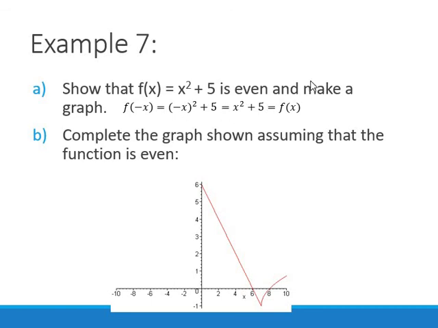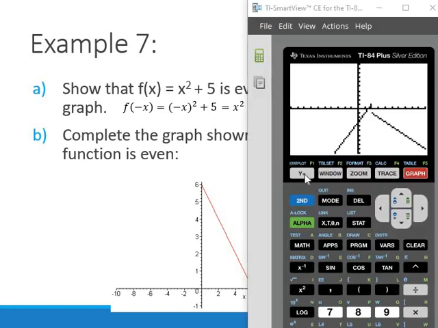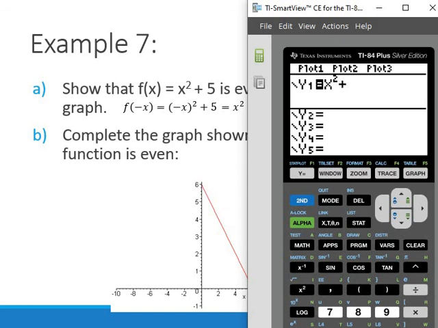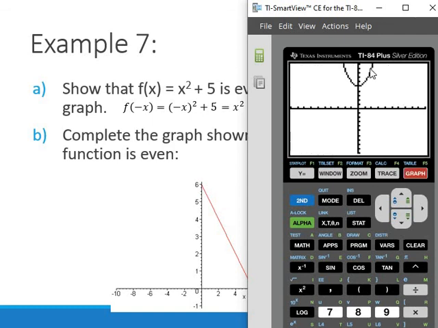I forgot to make the graph when I did the PowerPoint here, so I'll just graph it for you on the calculator. We have y equals x squared, which is a nice parabola, plus 5, shifted up 5. You see that it has the vertex at (0, 5), and it's symmetric across the y-axis. If I were to fold this on the y-axis, the two pieces would land on top of each other.